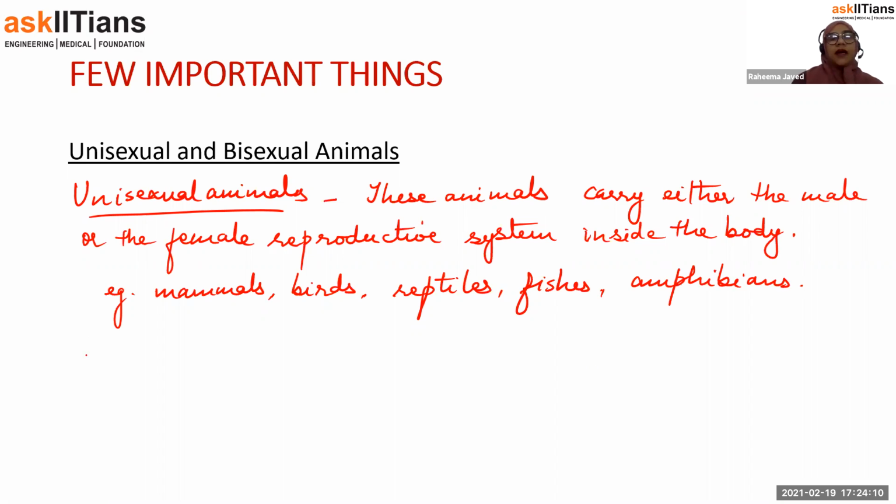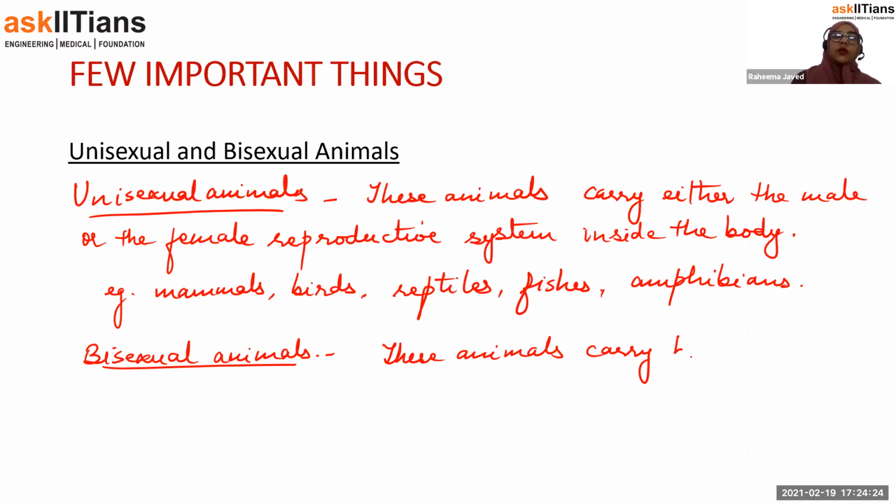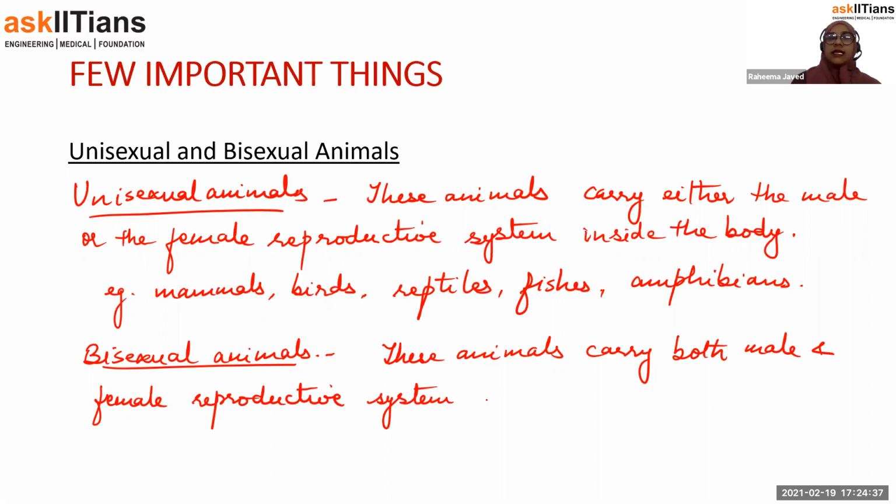Okay, bisexual animals, on the other hand, are all the lower animals. So these animals carry both male and female reproductive systems inside the same body.